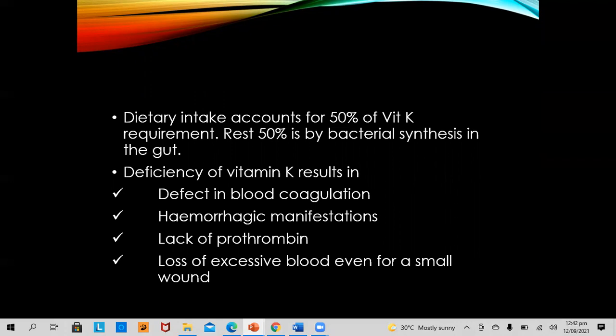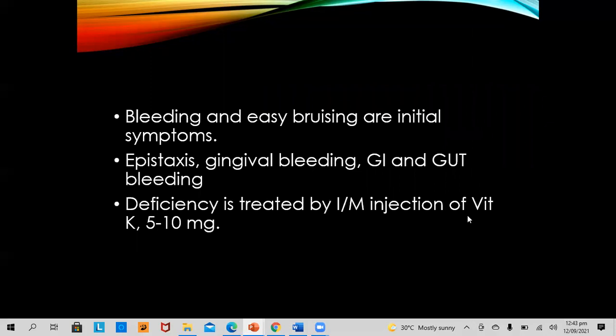The effects of vitamin K deficiency are defect in blood coagulation, hemorrhagic manifestations, lack of prothrombin, so there is increase in prothrombin time, and loss of excessive blood even from small wounds. Bleeding and easy bruising are the initial symptoms. Epistaxis, gingival bleeding, GI and genitourinary tract bleeding is common. Deficiency is treated by intramuscular injection of vitamin K, 5 to 10 milligram.